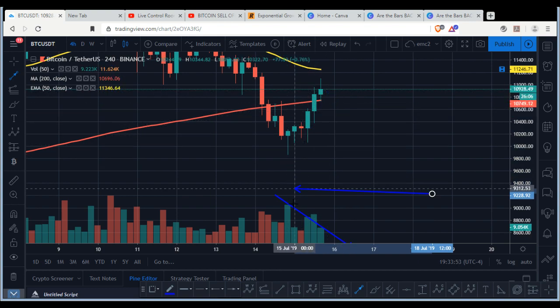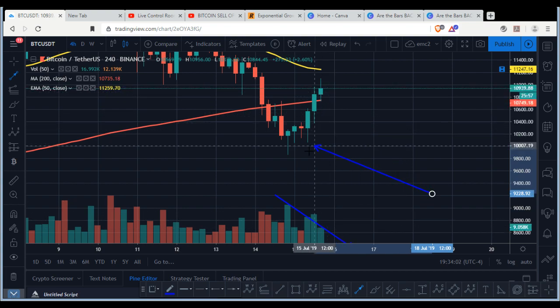We started the day with a big volume, and then we ended the day with a low volume. So it is very confusing right now. It is very confusing for most people.